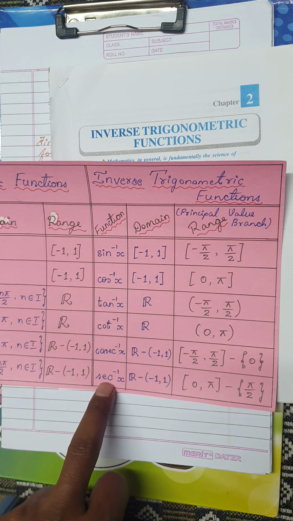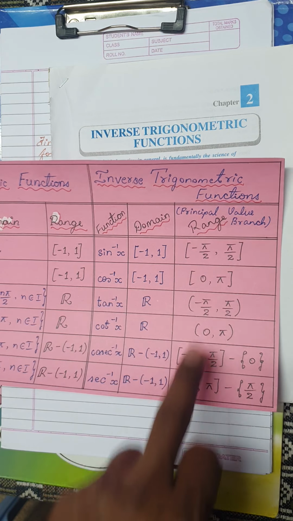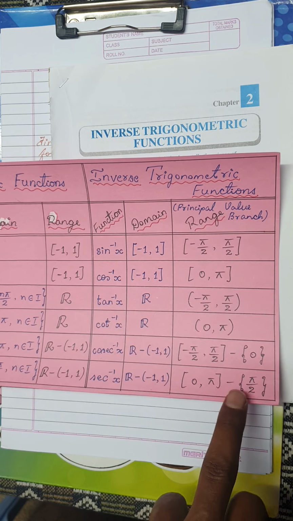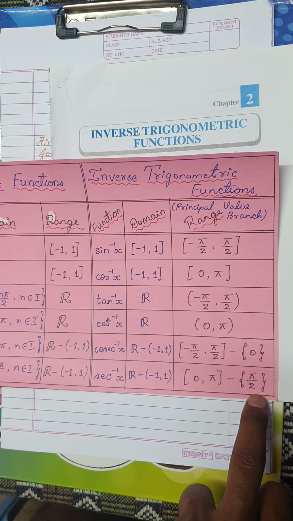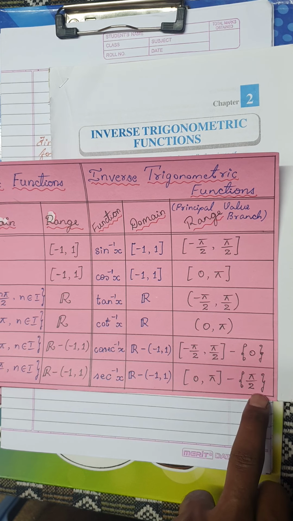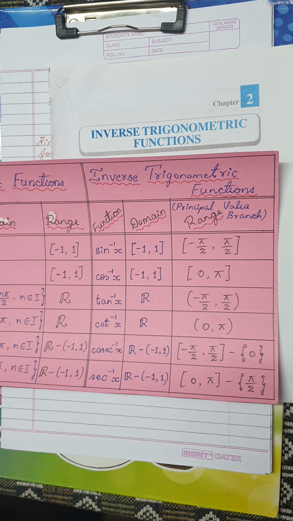Now similarly for secant inverse x, the range is 0 to pi, which directly follows from cos, minus the in-between value, which is pi by 2. Okay, hope you are comfortable with this basic.